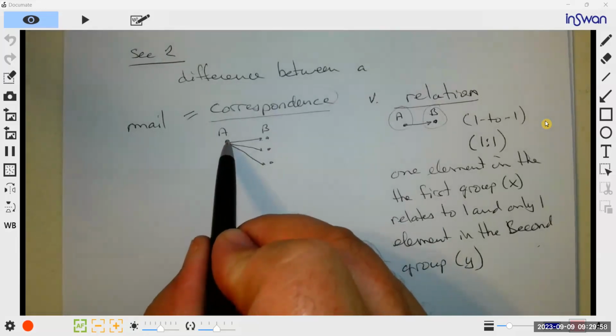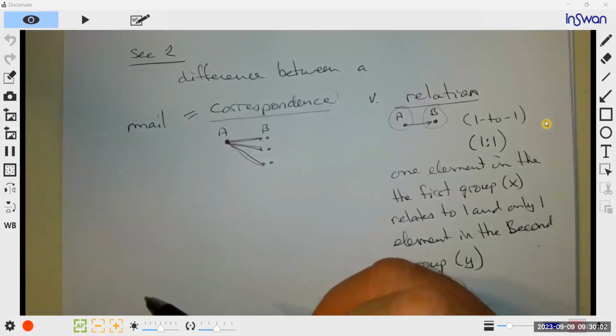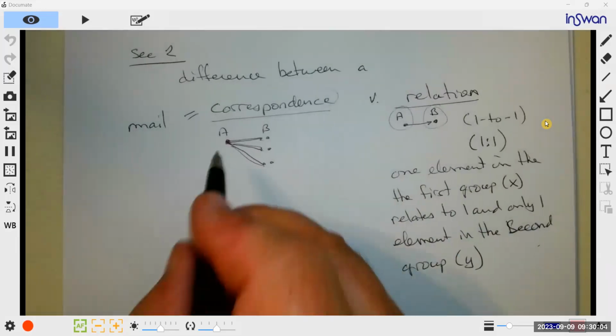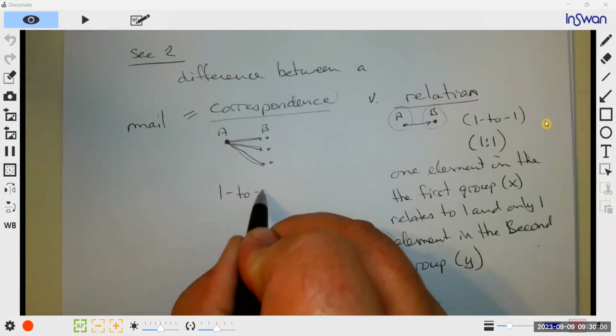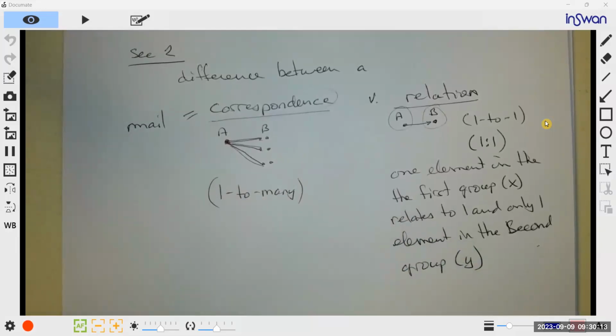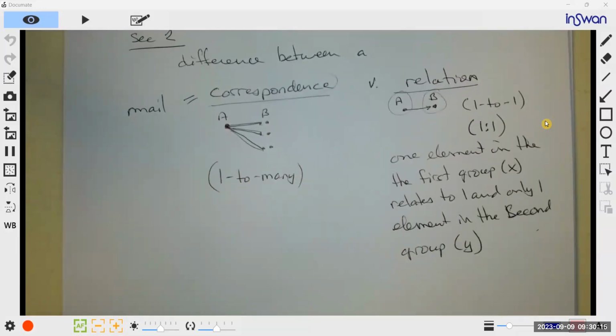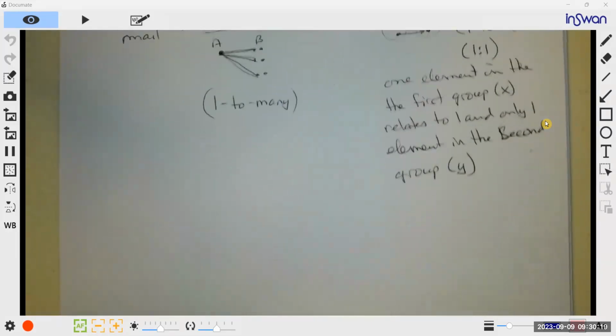So here's in a correspondence, here's one teacher, they correspond with a whole bunch of students. This is not one. This is one to many. And in math books, you'll see it this way.